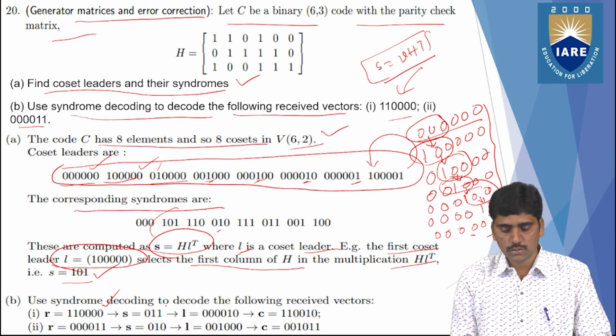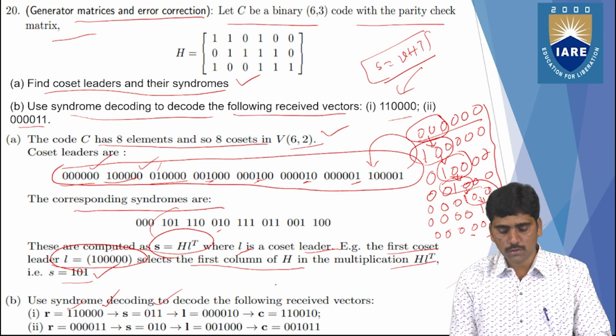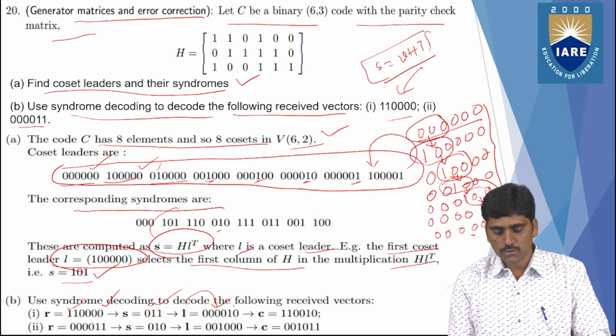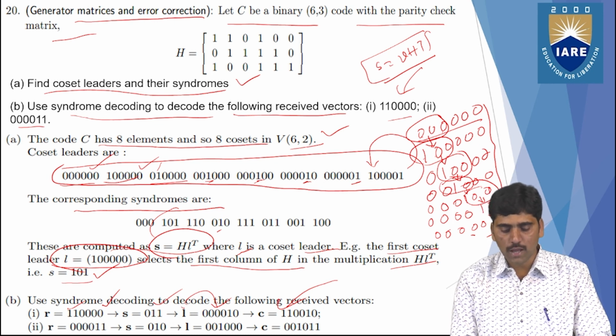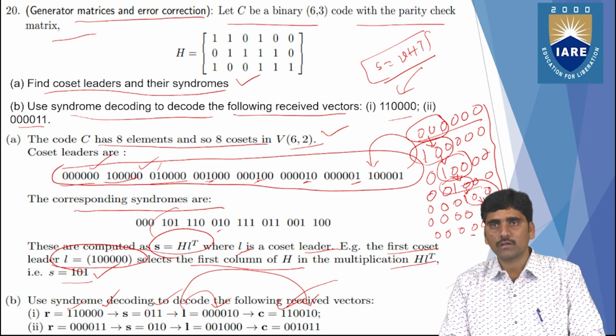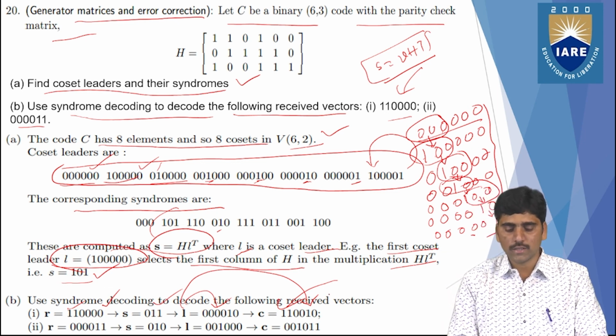So here we can see the syndrome is 011, where the coset leader has a 1 in this position. So the values we get are 000000 and 100000, 001000. And the received codeword is C equals 1100, and the 1 which is added in this position is going to be the correction in the syndrome decoding process. So that 1 is added here.